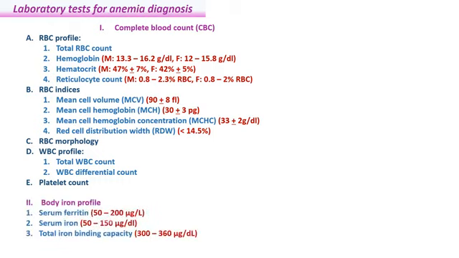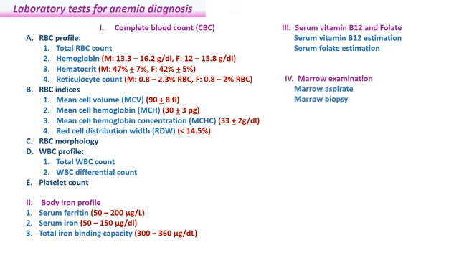Next, come to the body iron profile. Under this heading, it is the serum ferritin, serum iron, and total iron binding capacity. Next is the serum vitamin B12 and folic acid estimation. Marrow examination: it is marrow aspirate and marrow biopsy.